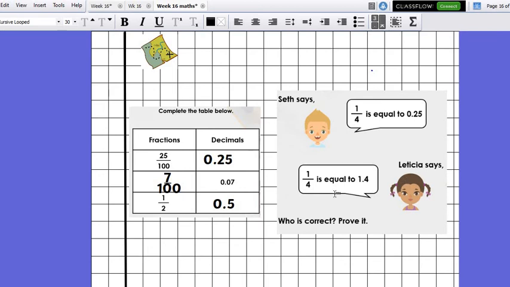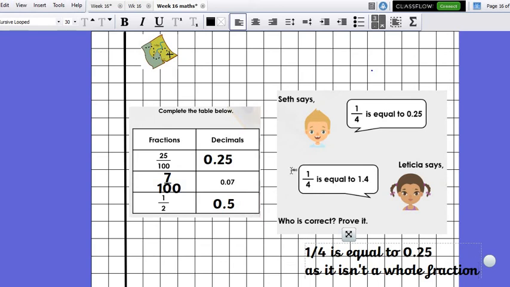So Lucicia is incorrect. I can prove that because I know 1/4 is equal to 0.25, as it isn't a whole number, a whole fraction. Okay, so that's my evidence there. So I can see that 1/4 is equal to 0.25 in that way.